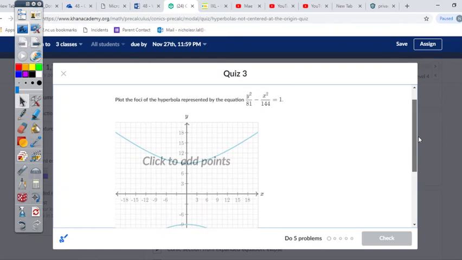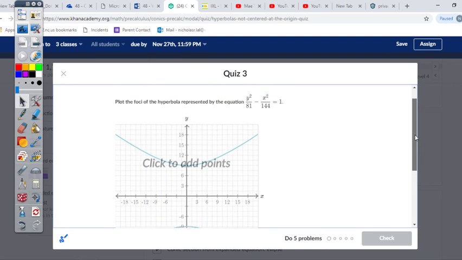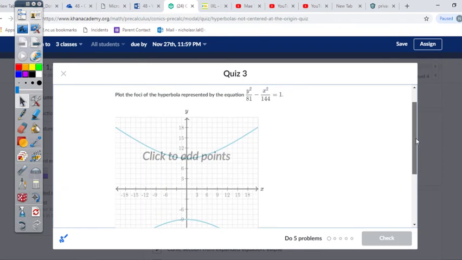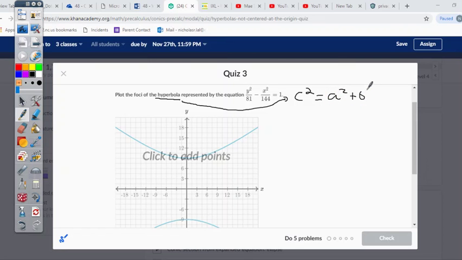Alright, plot the foci of the hyperbola represented by the equation y squared over 81 minus x squared over 144 is equal to 1. And so here we're going to have to use a Pythagorean relation. So for a hyperbola, the Pythagorean relation is going to be c squared is equal to a squared plus b squared. That is the hyperbola Pythagorean relation.